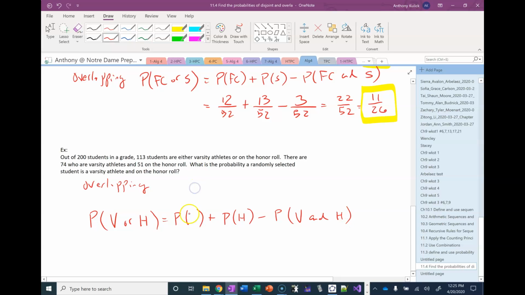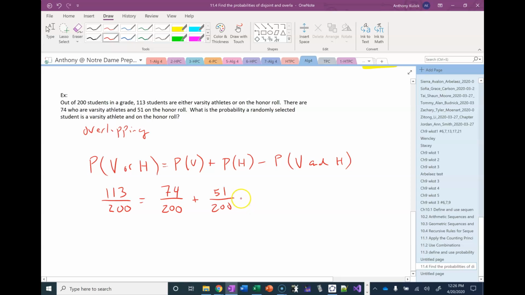Okay. So we're told we have 113 that are varsity athlete or honor roll out of 200 students. So the probability of varsity athlete or honor roll is 113 out of 200. The probability of a varsity athlete, well, there's 74 of those, again, out of 200 total students. The honor roll, there's 51 of those out of a total of 200 students. And then what we're looking for is this probability that we're a varsity athlete and on the honor roll.